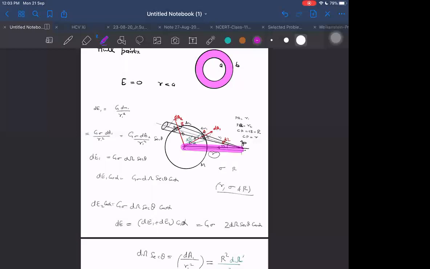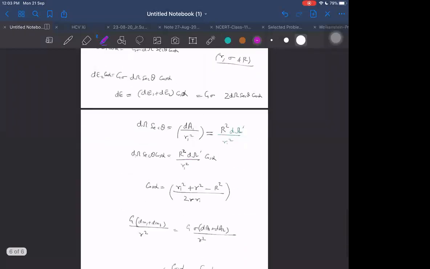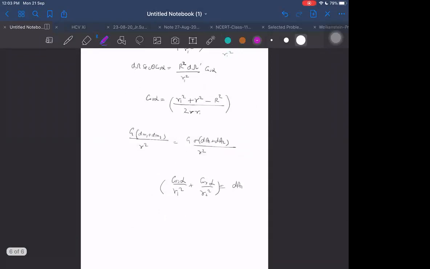The final answer should be in terms of the distance from the center, so center to P distance only; in those terms I am expecting the answer. That will be the net force finally due to these two masses. I think the resultant force will also be along the center, towards the center.